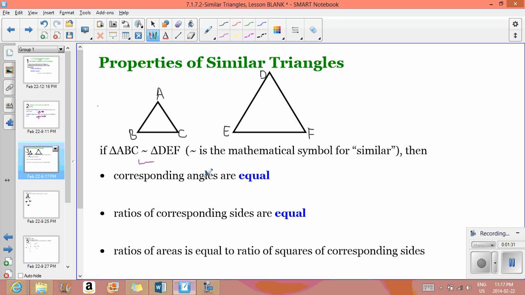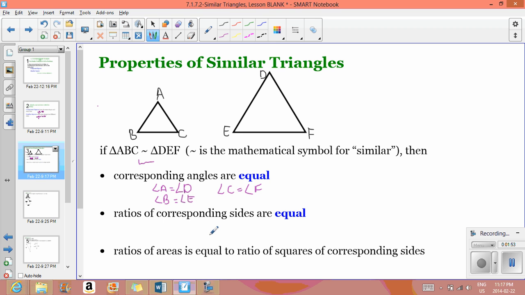So the corresponding angles, if we were to say which ones are equal, we can say that angle A is equal to angle D. We can also say that angle B is equal to angle E. And finally, we can also say that angle C is equal to angle F. So in similar triangles, the angles inside the triangle should always be the same.